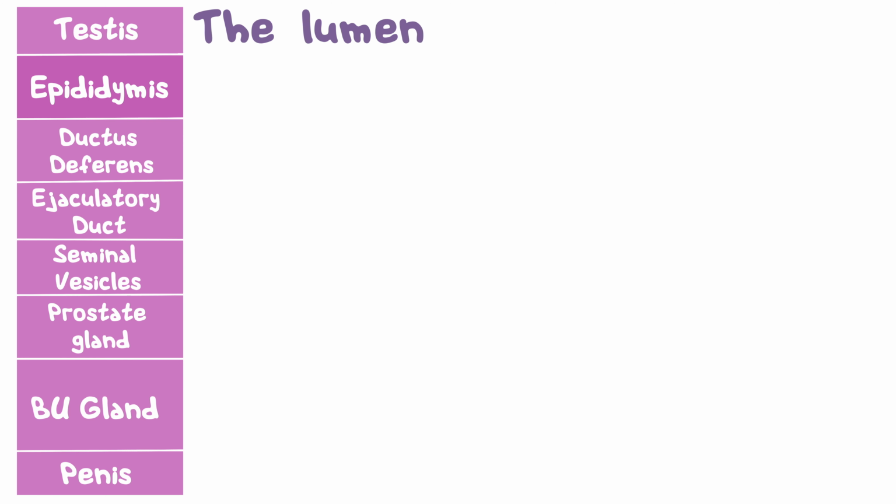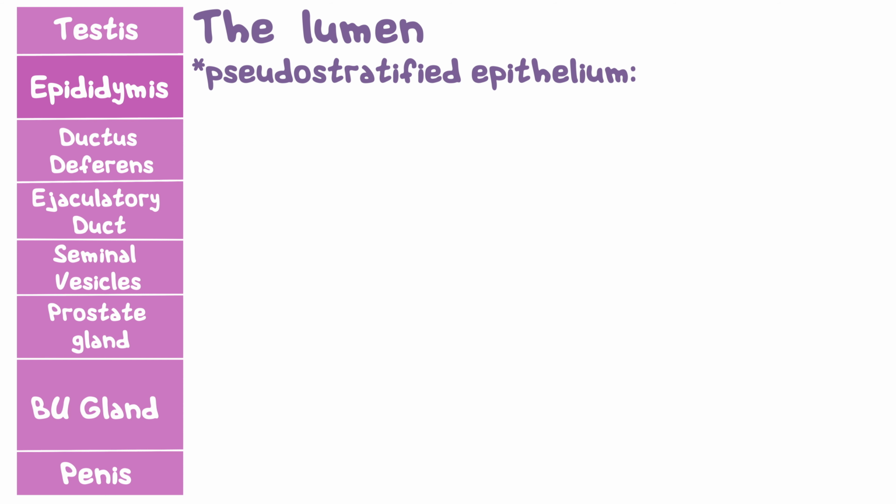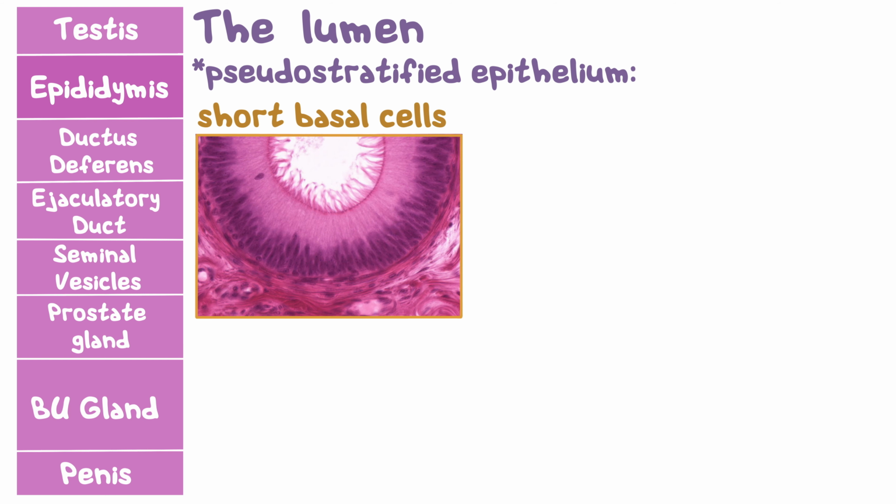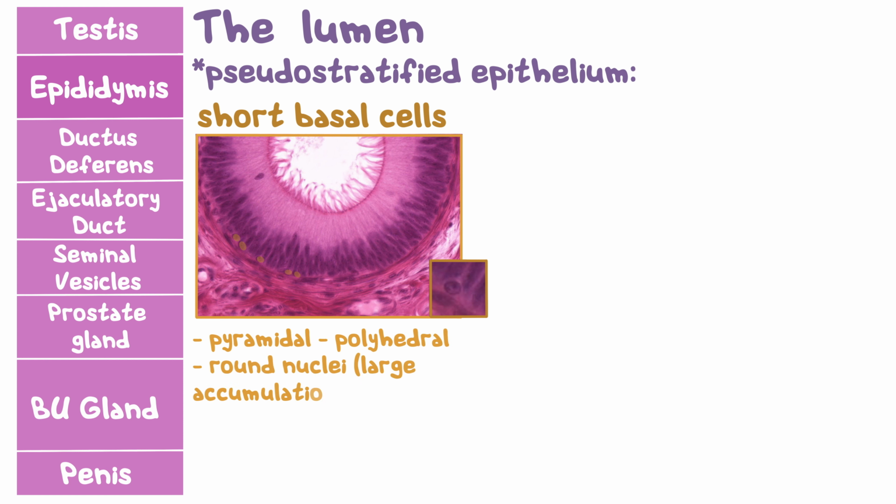The lumen of the epididymis is lined by a pseudostratified epithelium composed of 2 cell types: short basal cells, which are pyramidal to polyhedral. They have round nuclei in which large accumulations of heterochromatin impart a dense appearance to this structure. The sparse cytoplasm of those cells is relatively clear with a scarcity of organelles. It is believed that the basal cells function as stem cells, regenerating themselves as well as the principal cells as the need arises.